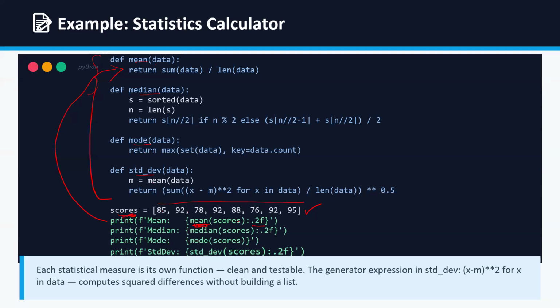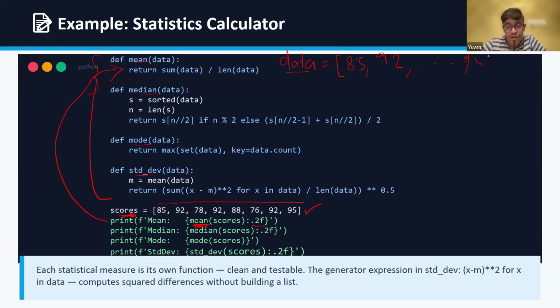Yuvan? Yes, ma'am. When you call this function, what are the values that will be passed to data? Ma'am, 85, 92, 78, till 95. Very good. Everything in the list. Yes, the complete list of values inside scores will be passed into data.